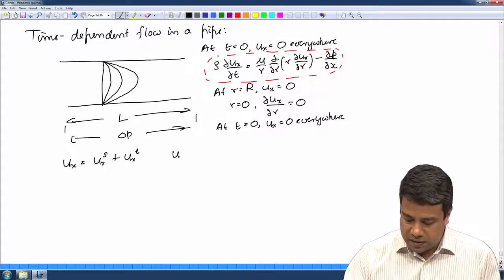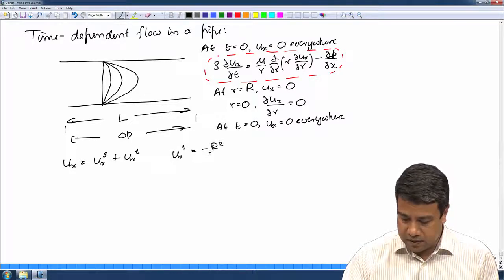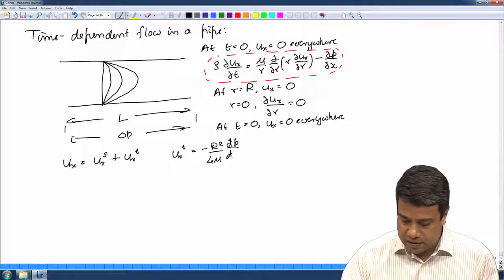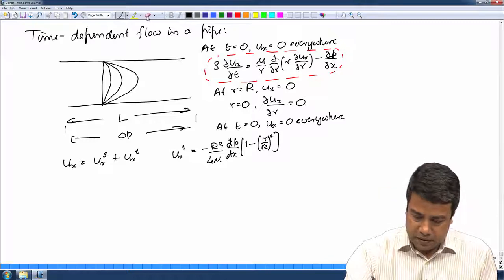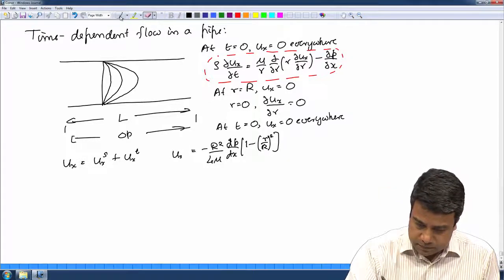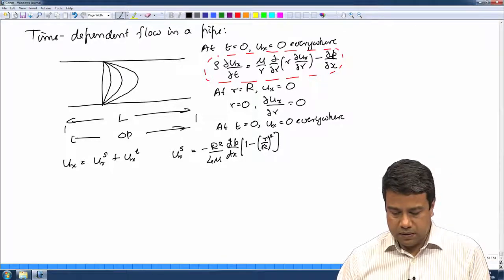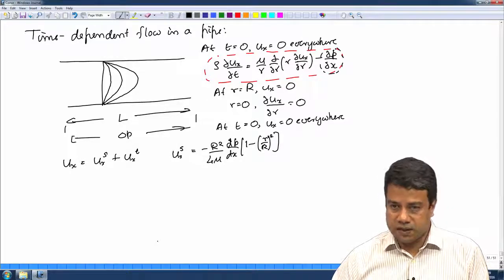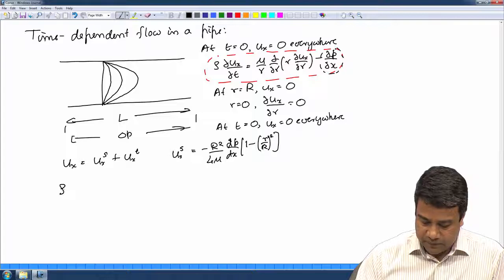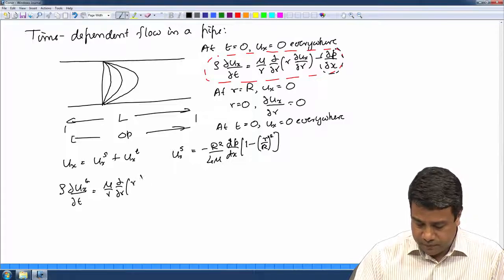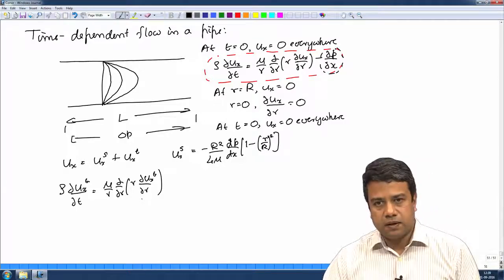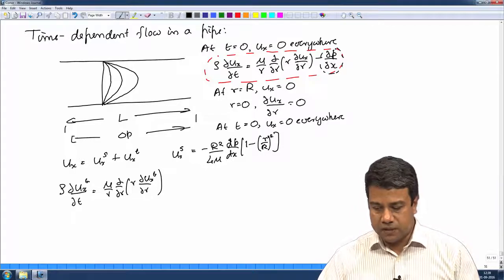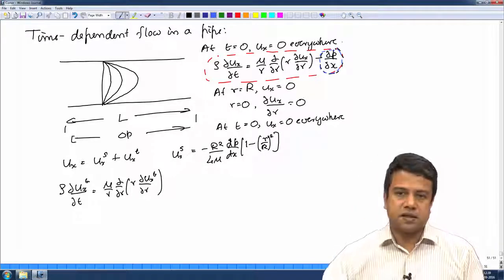And the steady part is what I already have, minus r square by 4 mu dp by dx into 1 minus r by R the whole square. That is the steady part. For the transient part, the total equation contains this inhomogeneous term, and the steady equation contains the same inhomogeneous term. Therefore, the transient equation will be of the form rho d ux transient by dt is equal to mu times the radial derivative term. When I subtract out the steady equation from the total equation, this pressure gradient will also get subtracted out, just as the body force did in that case.